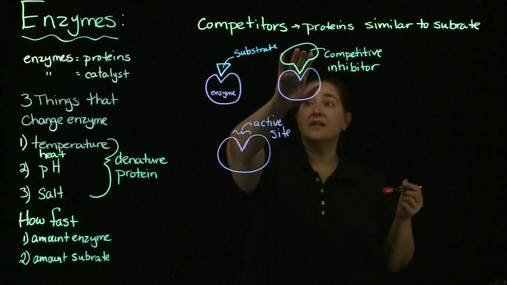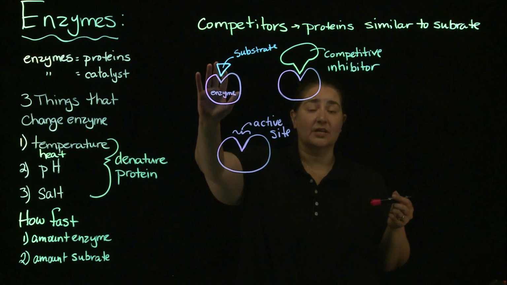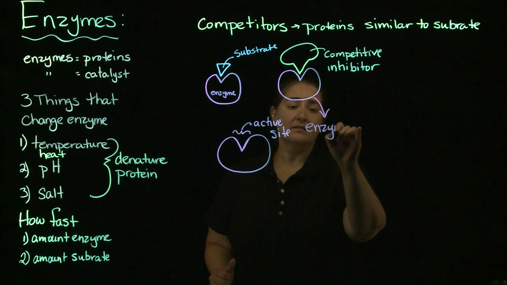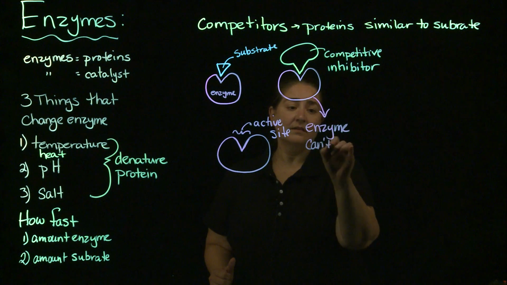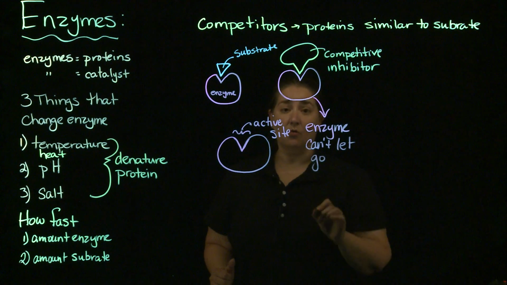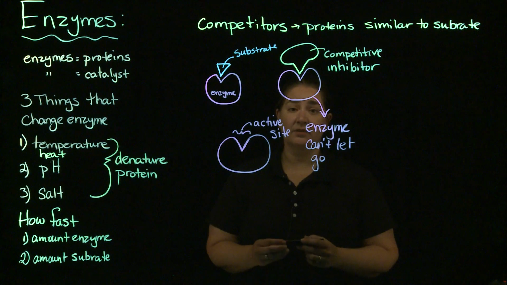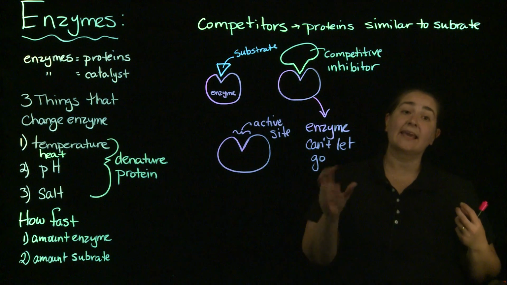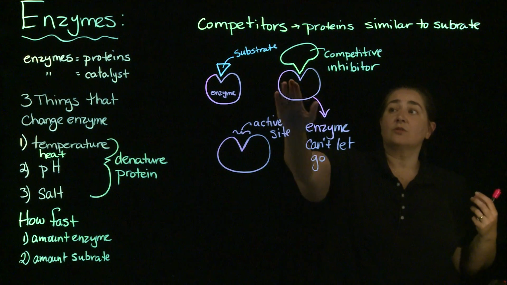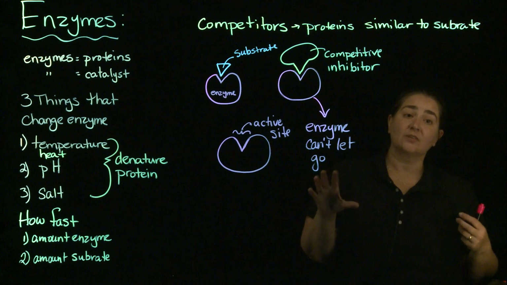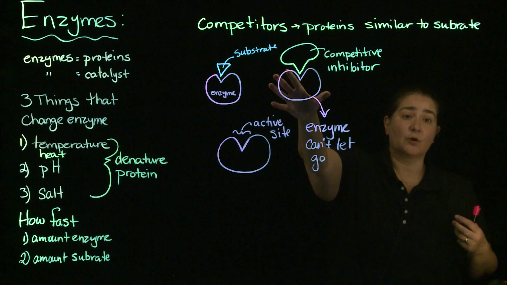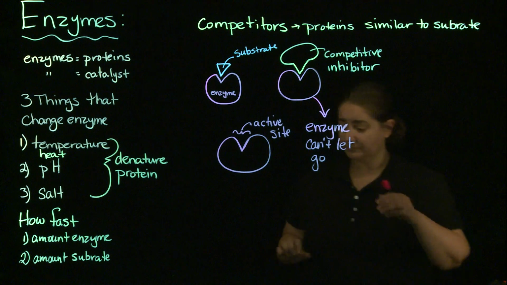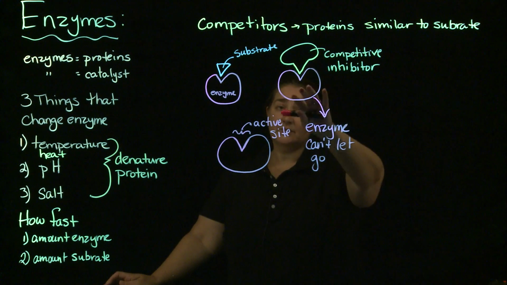And the thing is, because it's shaped differently than the substrate, that enzyme can't let go of that competitive inhibitor. So essentially what it does functionally is take the enzyme out of production. It can't be reused. So the body can only have more of that particular chemical reaction happen if it makes more enzyme that can bind substrate instead of the competitive inhibitor. Okay? So the competitive inhibitor takes the place of the substrate.